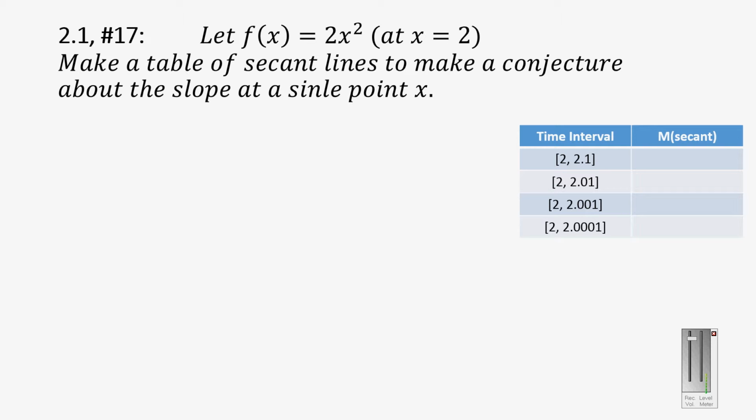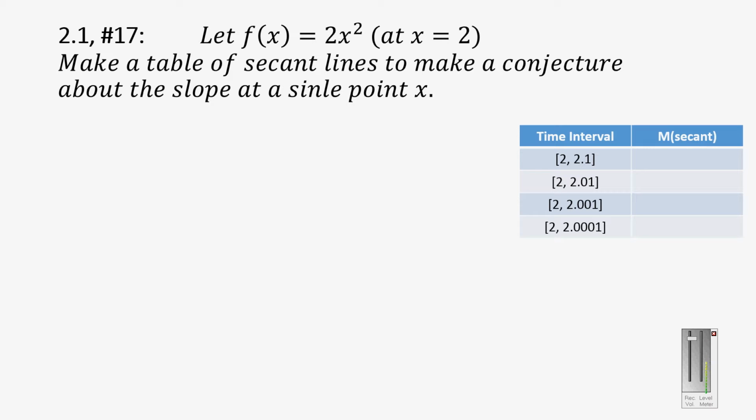So 2.1, number 17 says slopes of tangent lines. For the following functions, make a table of slopes of secant lines and make a conjecture about the slope of the tangent line at the indicated point. All right. So in this case, we've got let f of x equals 2x squared, and we want to calculate the slope of the secant line. What's kind of interesting here is really nothing's changed. The secant line is the average velocity. So if you go back and you look at 14, 15, 16, this is just done the same way.